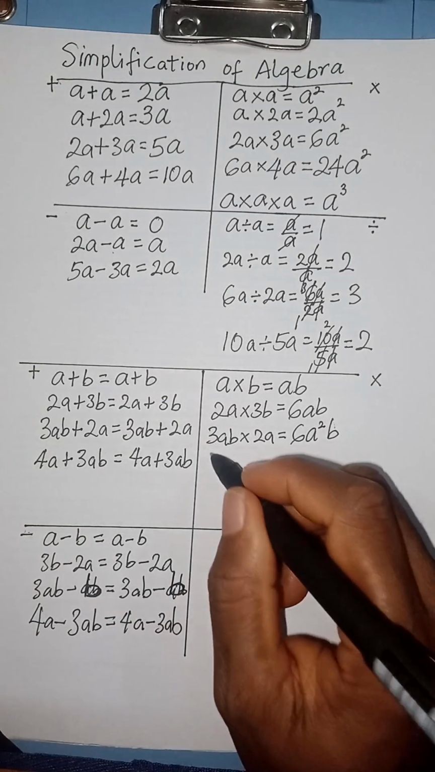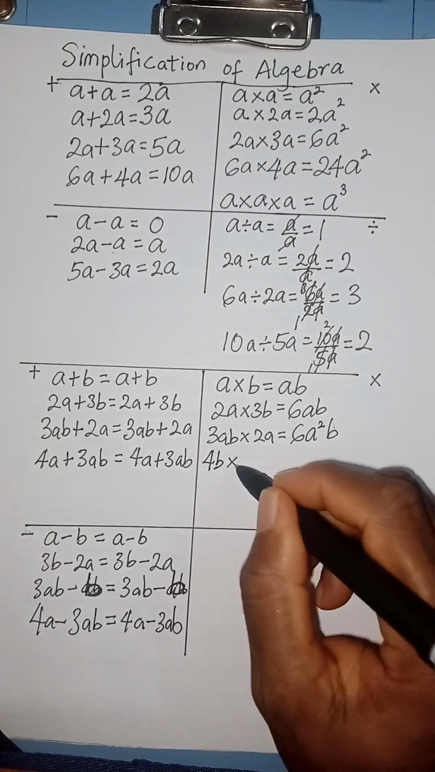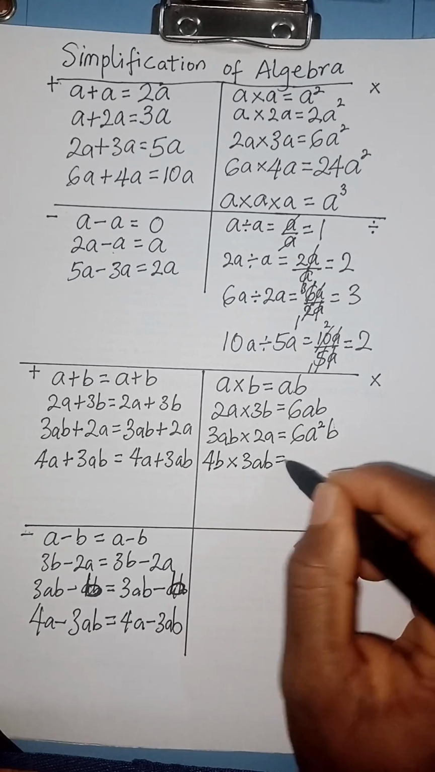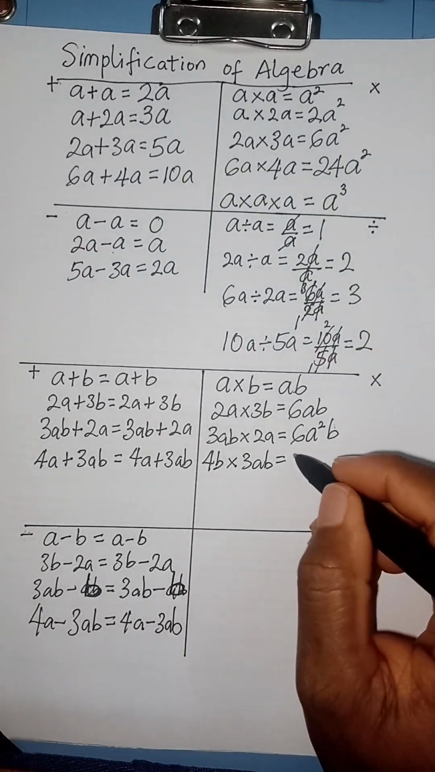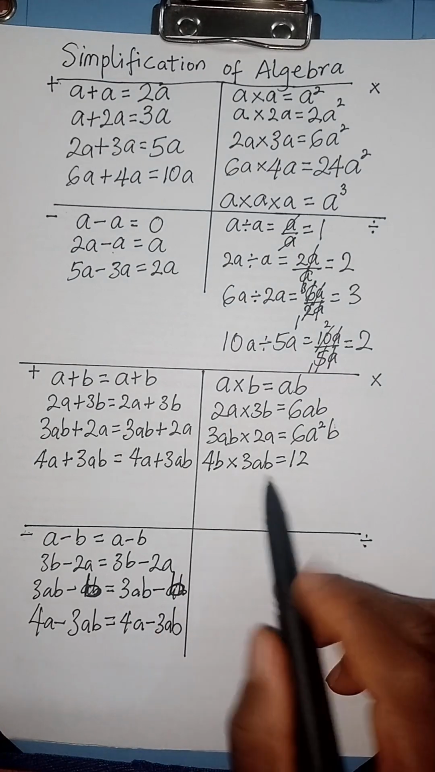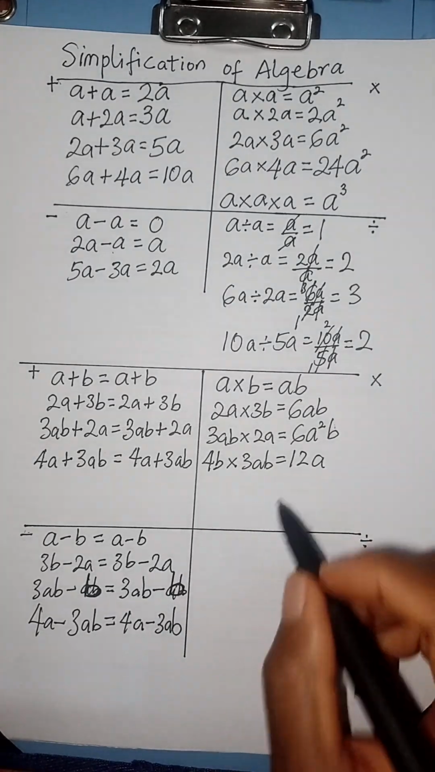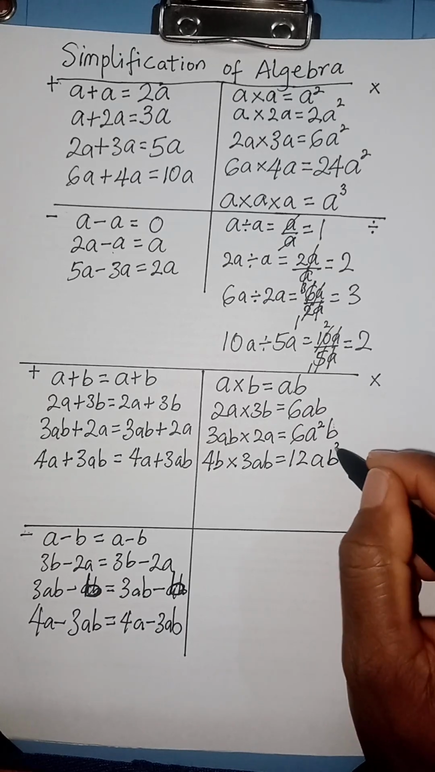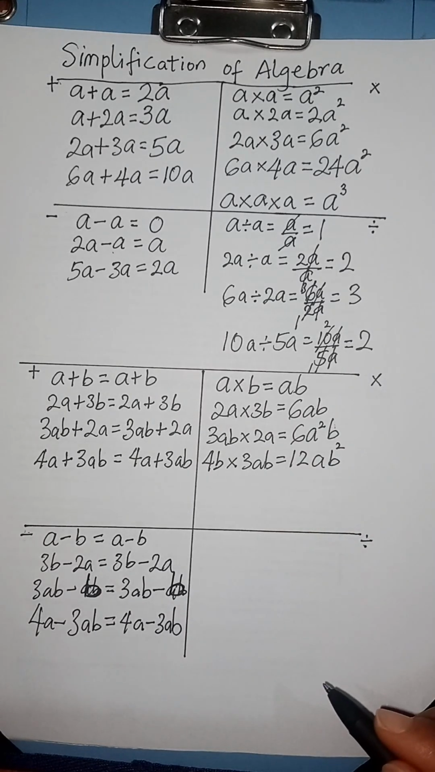If I have 4b times 3ab, this will be 4 times 3, 12. A, and b times b will be b squared. So that's how to work this out.